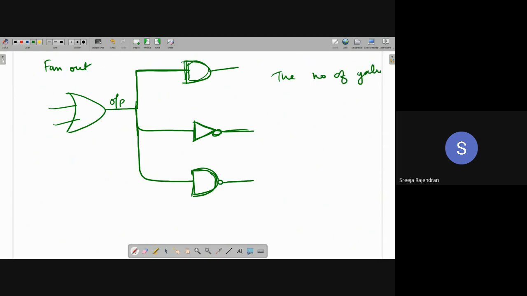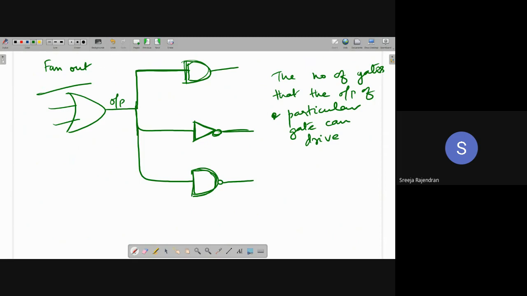So the number of gates that the output of a particular gate can drive is called fan out. One was fan in, how many inputs can I apply to a gate? Similarly, fan out is taking the output, how many gates can I apply it to as an input directly? So there is a limit on both these values so that the performance is not degraded.